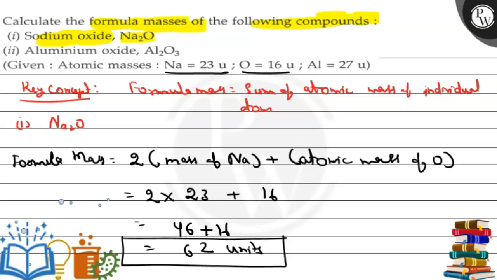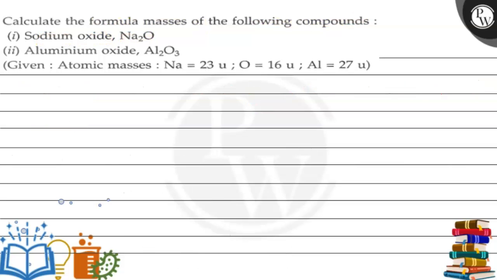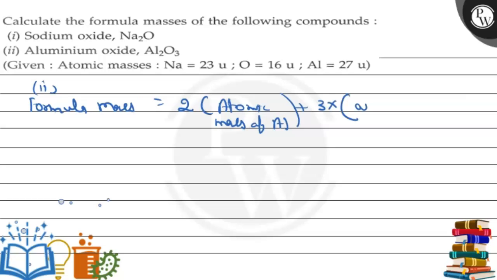And let us calculate the formula mass for aluminium oxide, right? So formula mass of Al2O3 will be equal to 2 multiplied by atomic mass of aluminium plus 3 multiplied by atomic mass of oxygen, right? So atomic mass of aluminium is 27, so 2 multiplied by 27 units plus 3 multiplied by 16, which is the atomic mass of oxygen.